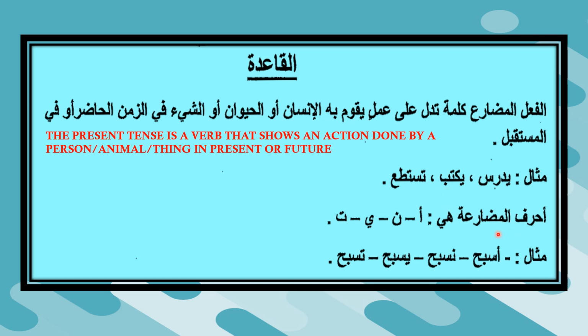So the ahraf al-mudare, that means the harf al-mudare, will be anaitu: al-hamza, noon, ya and ta. For example, the examples with the harf mudare: asbahu means to swim, nasbahu, yasbahu and tasbahu.